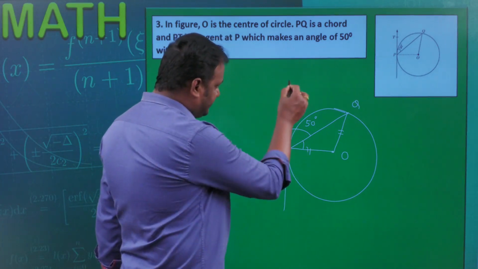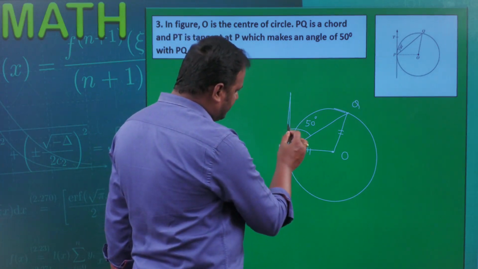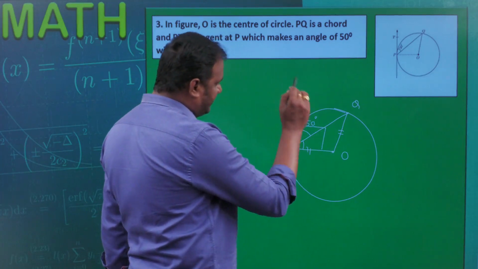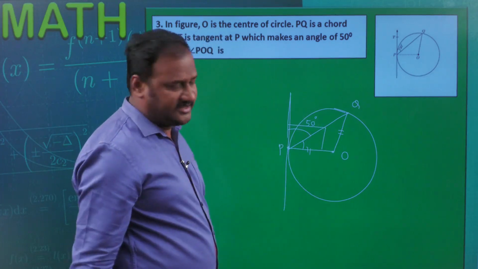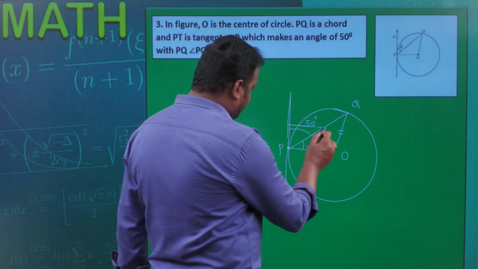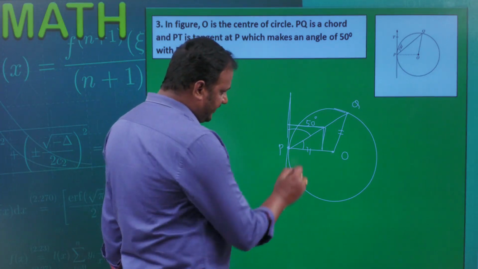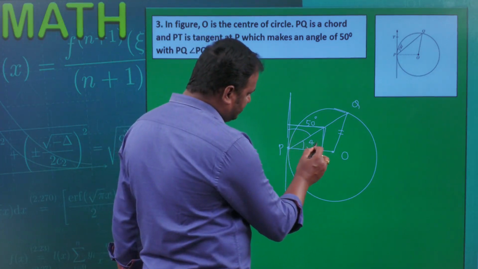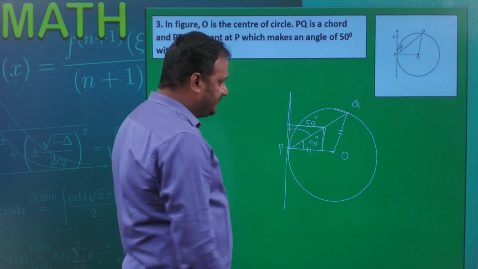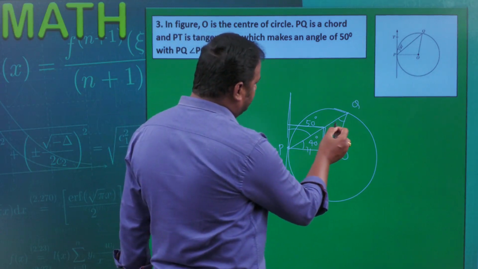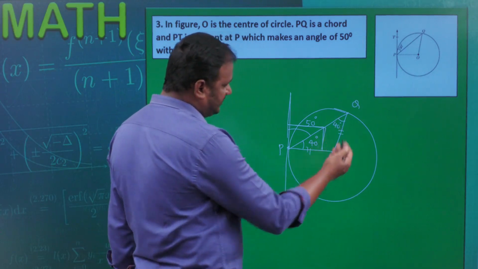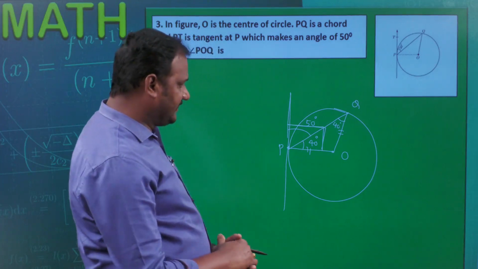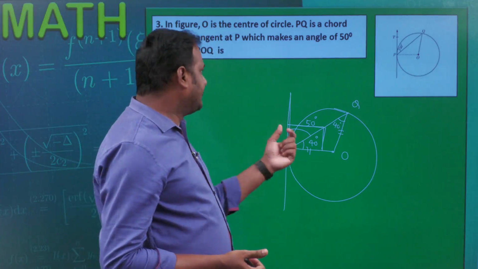See, this is tangent and this is radius. So tangent is perpendicular to the radius through the point of contact. So therefore, this angle is going to be 90. It was already 50, so this angle is equal to 40 degrees. If this is 40 degrees, obviously this is also 40 degrees as it is radius, both are equal in a triangle, so that it is isosceles, so that two angles are equal.